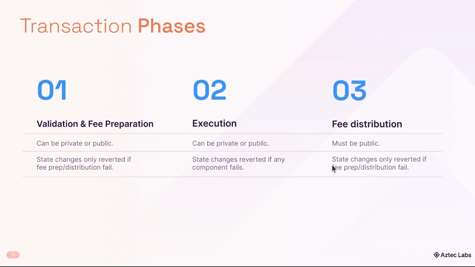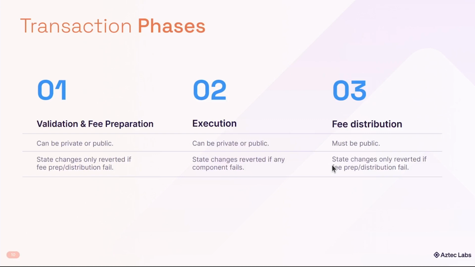Similar to Ethereum in terms of how transaction fees are paid when transactions revert, with validation and fee preparation in the first phase and the fee distribution in the third phase, these state changes are only reverted if the fee preparation or distribution failed. Execution state changes revert if any component fails.